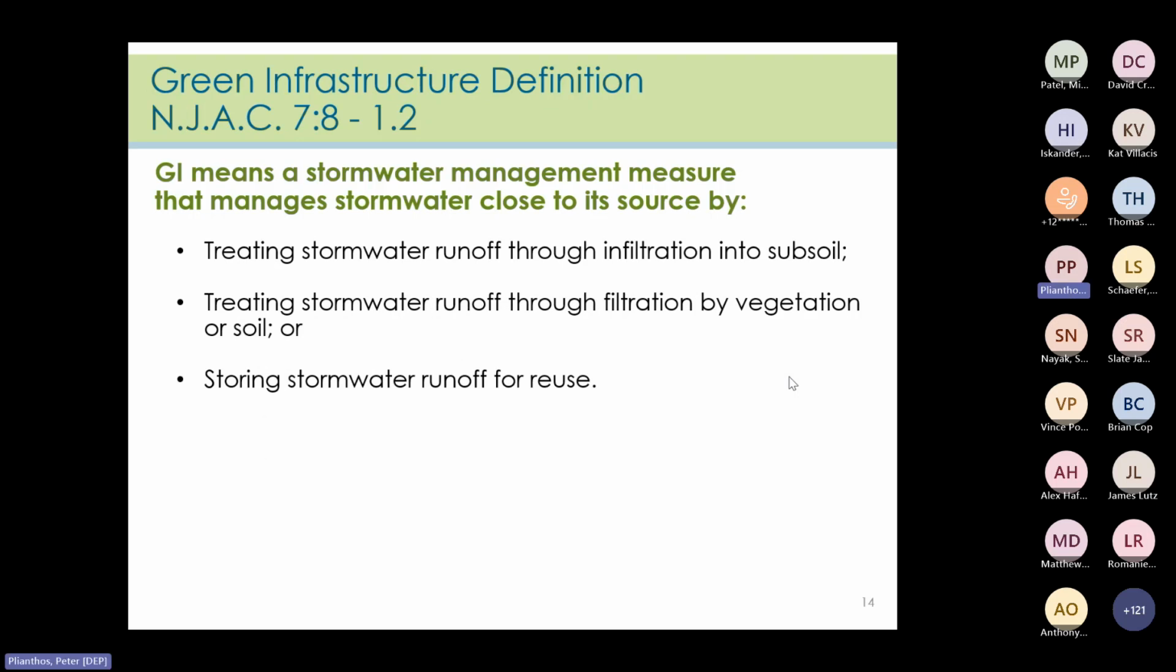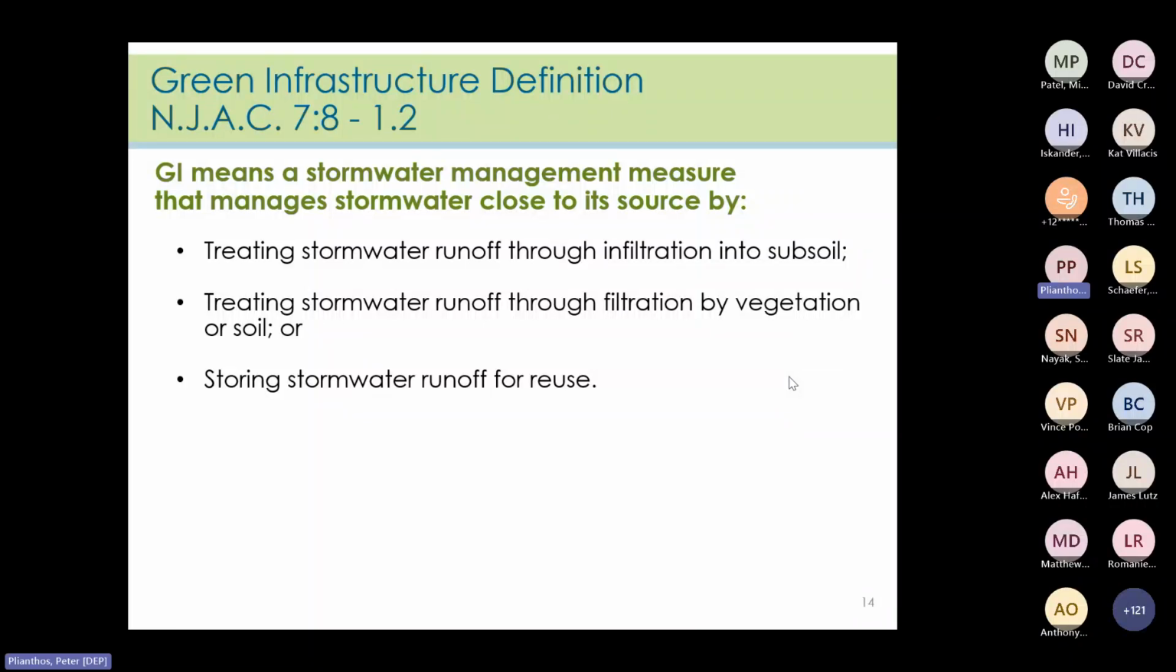The Stormwater Management Rules, adopted March 2nd, 2020, included the requirement to use green infrastructure. This is the definition of green infrastructure as noted under Section 1.2 of the rules. Part of this definition specifies that green infrastructure manages stormwater close to its source, which plays an important part in the Stormwater Management Rule.